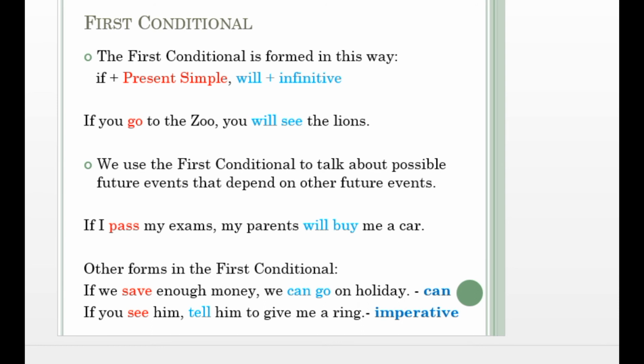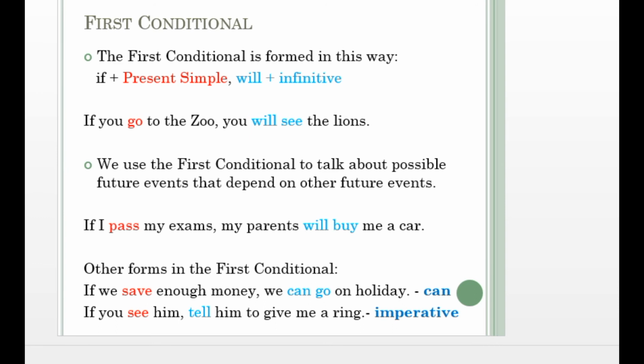Example, if I pass my exams, my parents will buy me a car. What is the condition to get a car from my parents? I have to pass my exam. So the condition is if I pass my exams. You see? If plus the verb in the present in the conditional part of the sentence, and will plus the verb in the infinitive, will buy, in the main sentence.